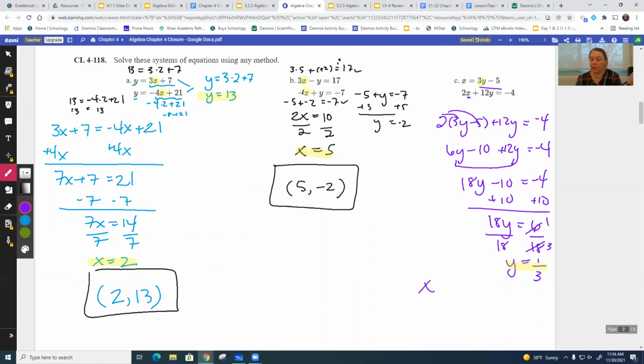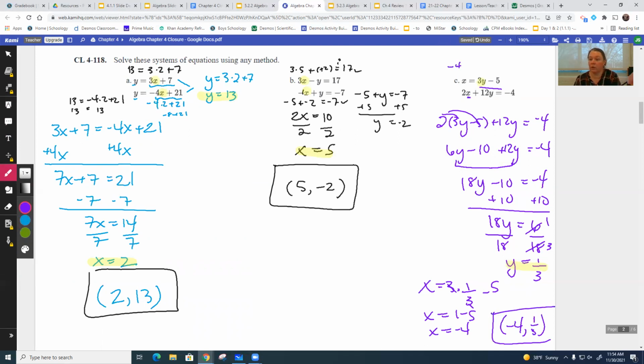So to get my x, I'm going to substitute the y in here. 3 times 1/3 minus 5. 3 times 1/3, that's just 1. So 1 minus 5, so x is -4. So -4, 1/3.